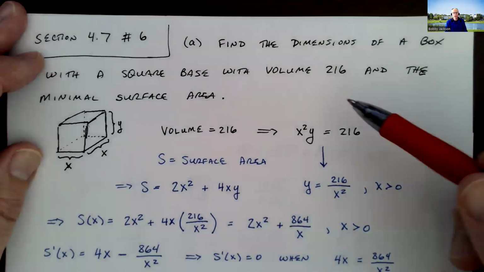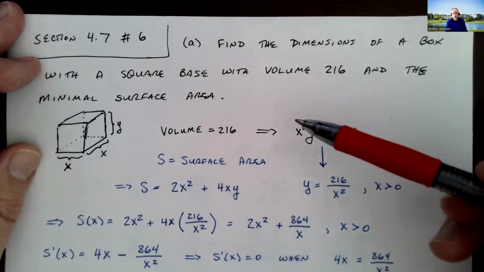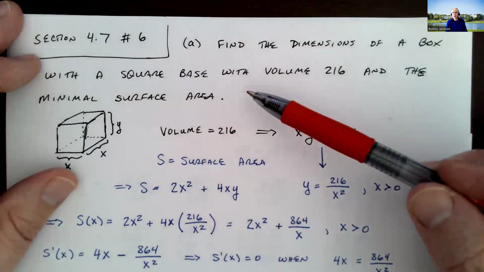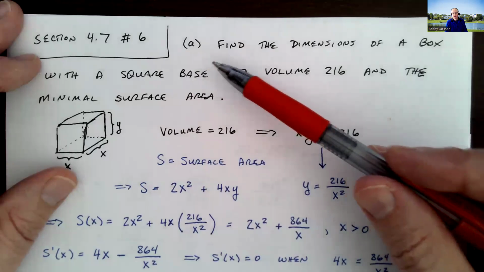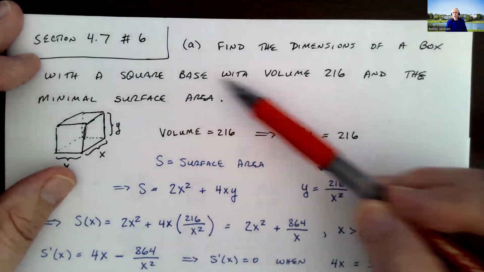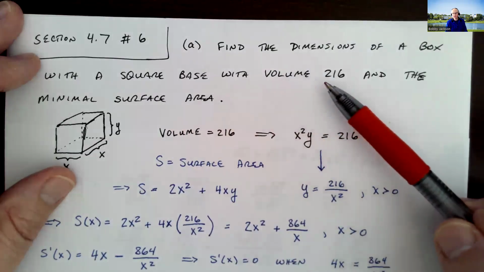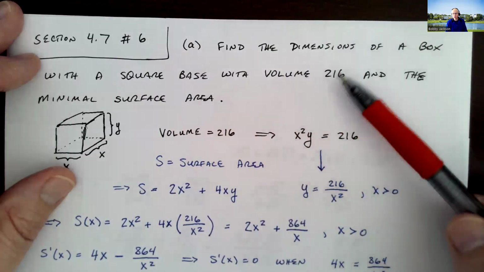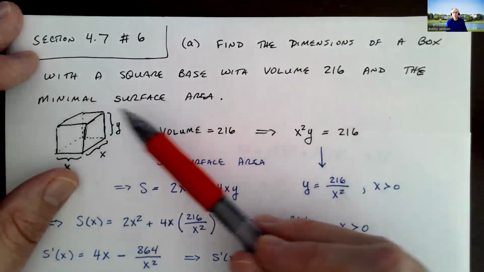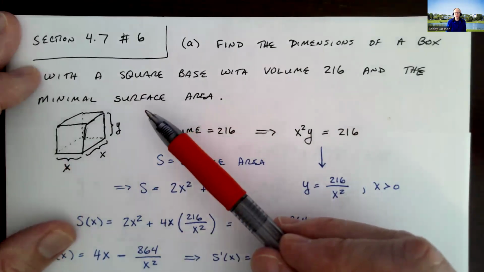Hey everyone, we got a real challenging two-part problem here in optimization. It's number 6 in this section. So two parts. First part is we're going to find the dimensions of a box with a square base and with a volume of 216. They don't give us any units, but they would be cubic units. And the minimal surface area. So we want to minimize the surface area of this box.